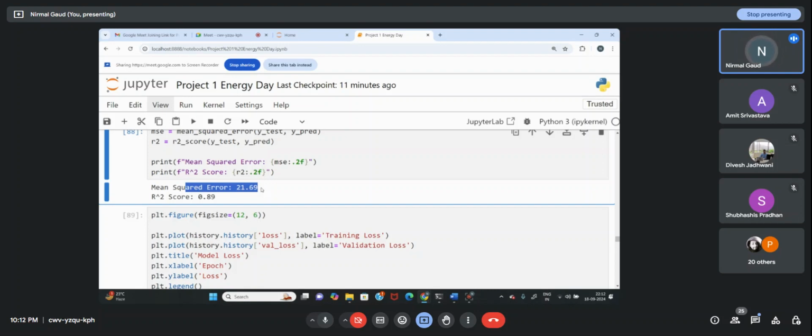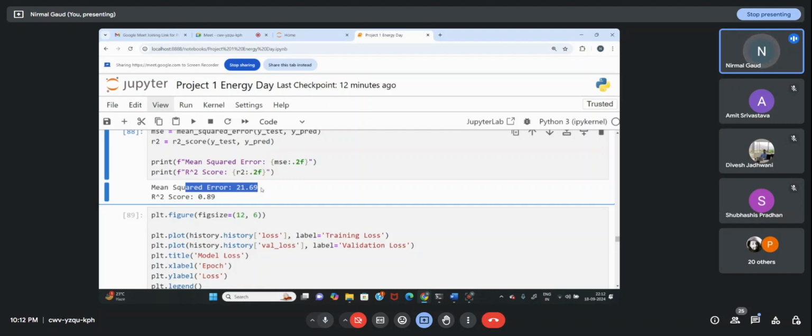But one thing is very much interesting here. Check the R2 score. R2 score is 0.89. That means my model is capturing the actual line 89%. 89% of the predicted points are coming over the line. Okay, and few points are far away from the line. That's the reason mean square error is 21.69.